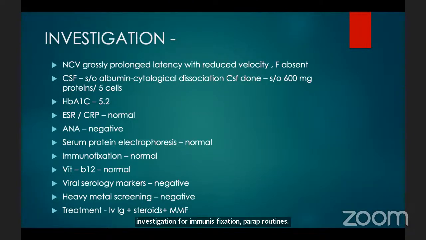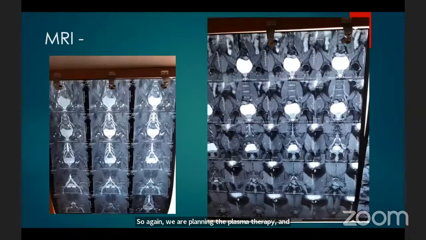This patient was treated initially with a steroid and then IVIG. Not much improvement. Then mycophenolate mofetil was started, and again the patient doesn't show much improvement. So again, we are planning plasma therapy followed by rituximab therapy in this patient. And this is the MRI, typically showing the contrast enhancement of the roots in this patient.